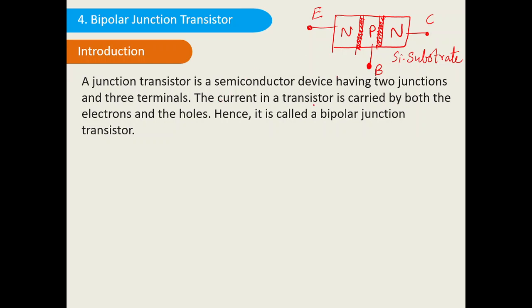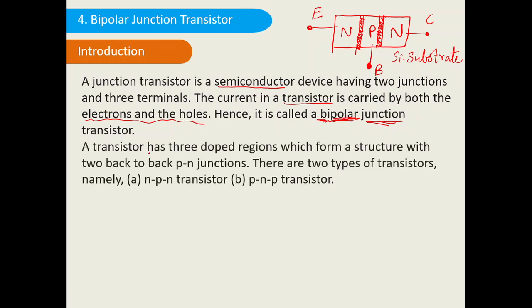The current in the transistor is carried by both electrons and holes. Since transistor is a semiconductor device, in a semiconductor the current is because of both free electrons as well as holes. So that's why the current in the transistor is carried by both electrons as well as holes. Hence, it is called a bipolar junction transistor. Bi means two, polar means polarity, meaning electrons and holes, and there are two junctions, and this is called a transistor.